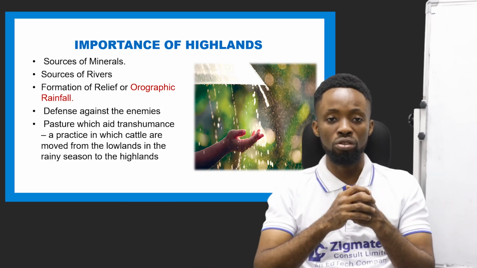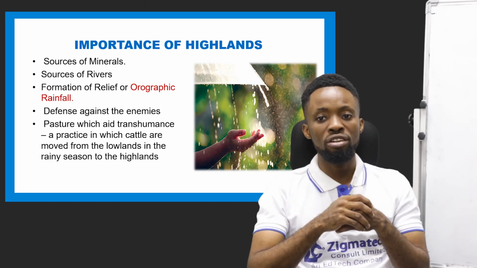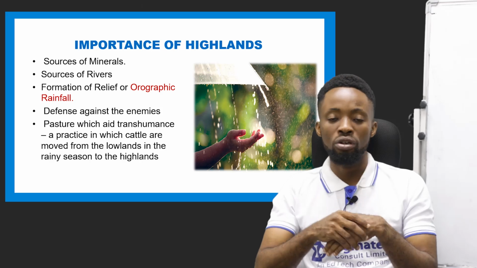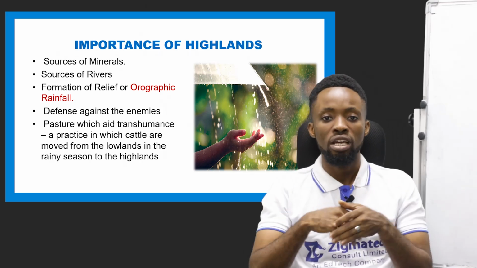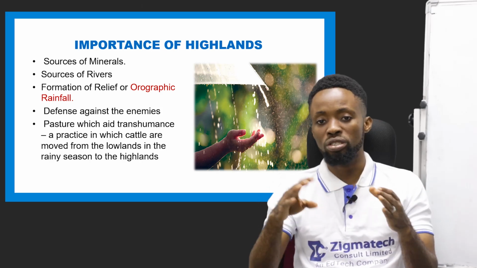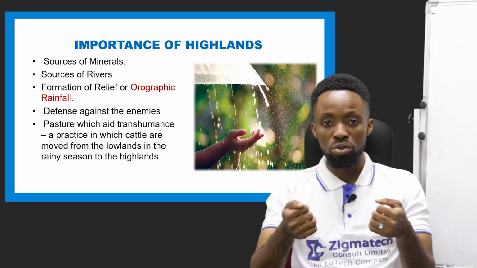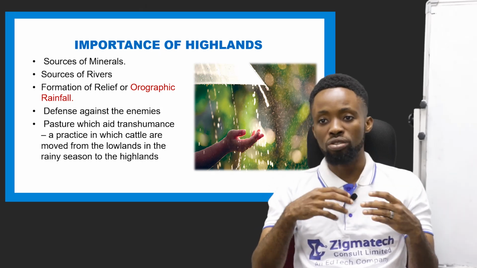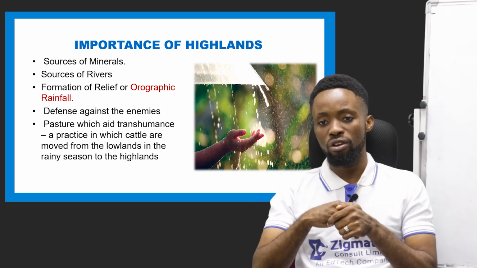And the third importance or relevance of highlands is that highlands, they help in the formation of relief rainfall or orographic rainfall. Now, this is the type of rainfall that is only common in places where you have the highlands, places with the windward side and the leeward side, places where it's possible to be formed. So without the highland areas, there will be no formation of relief rainfall.